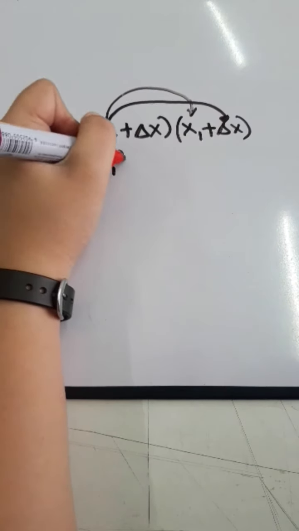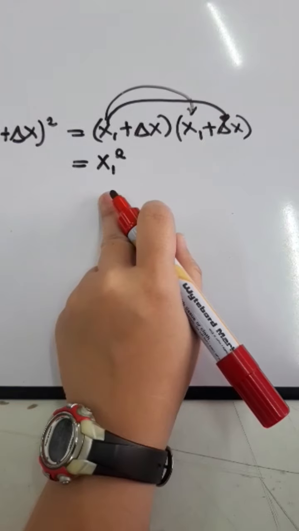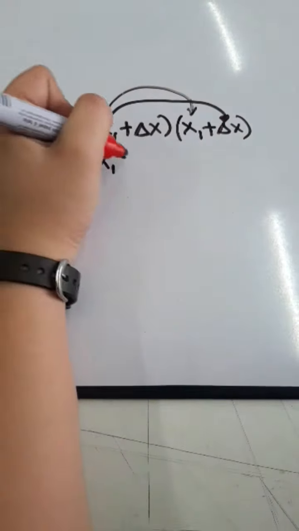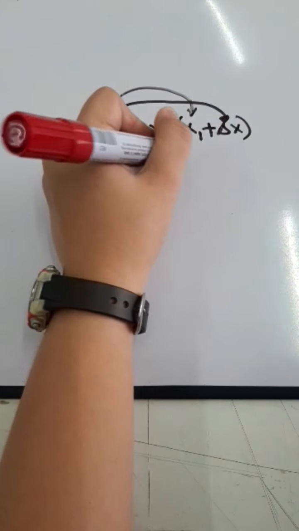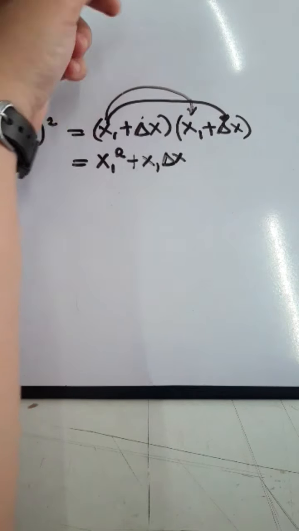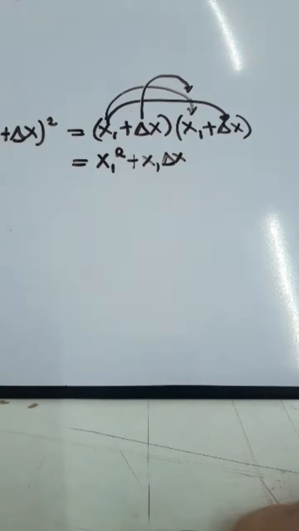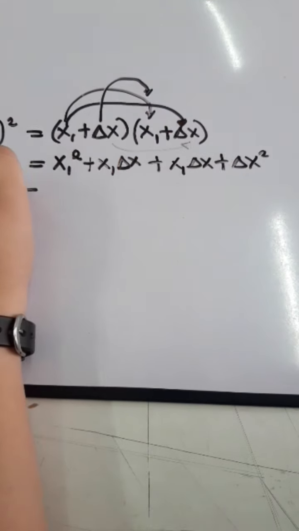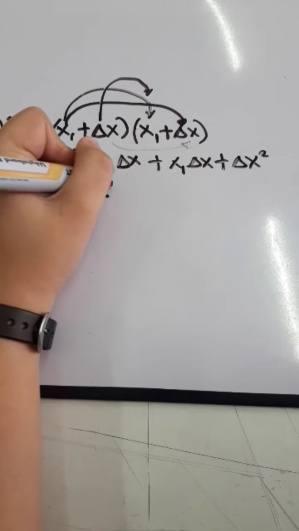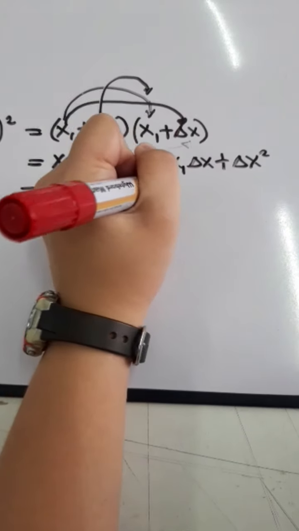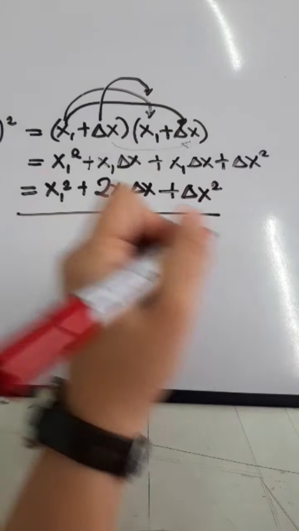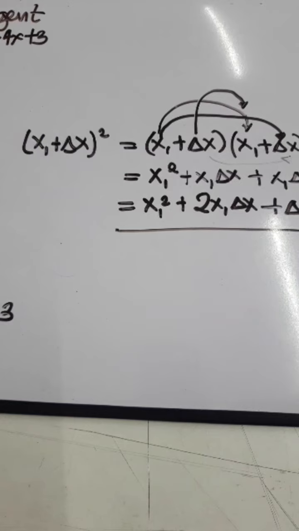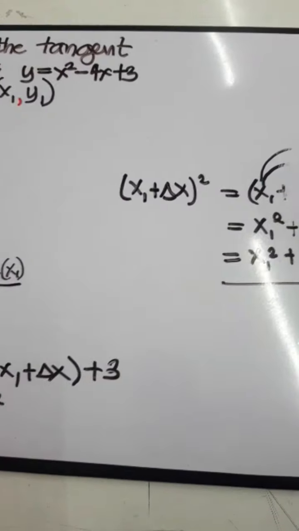So, we have x sub 1 squared. x sub 1 times x sub 1 is x sub 1 squared. x sub 1 times positive delta x is positive x sub 1 delta x. Then, this one, we are going to distribute as well. So, delta x times x sub 1 is positive x sub 1 delta x. Then, delta x multiplied by delta x is positive delta x squared. Then we have x sub 1 squared plus 2x sub 1 delta x plus delta x squared. Okay? So this is how you solve or simplify this equation.